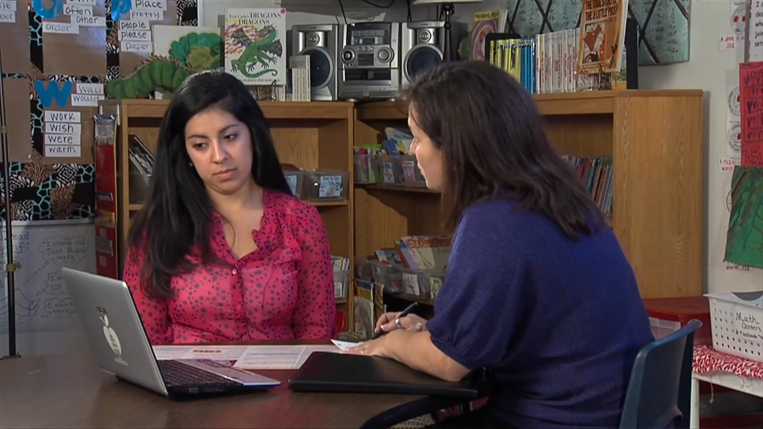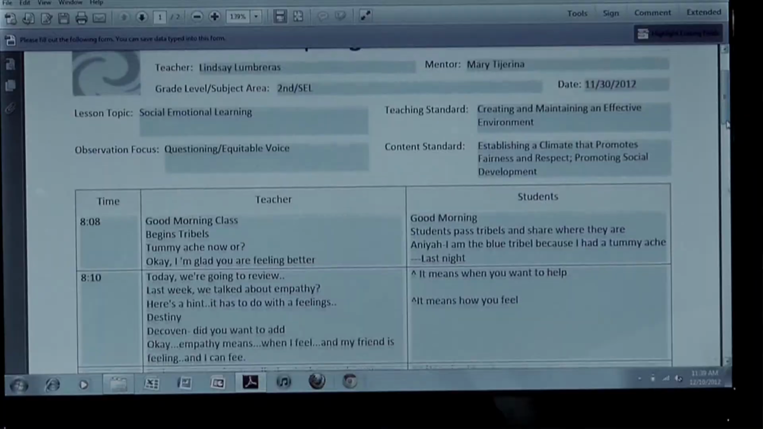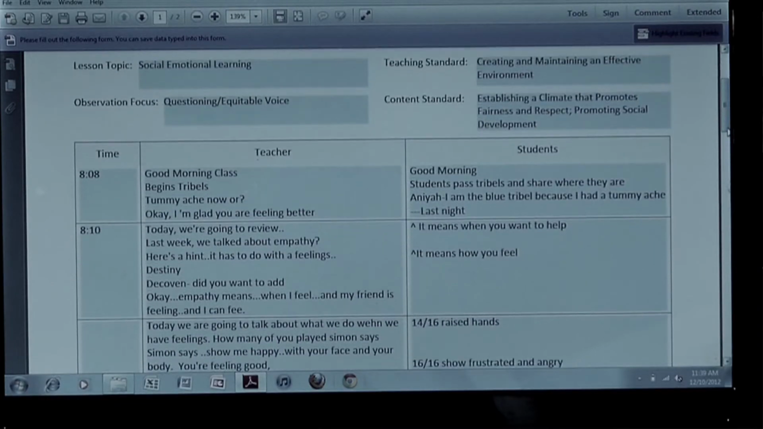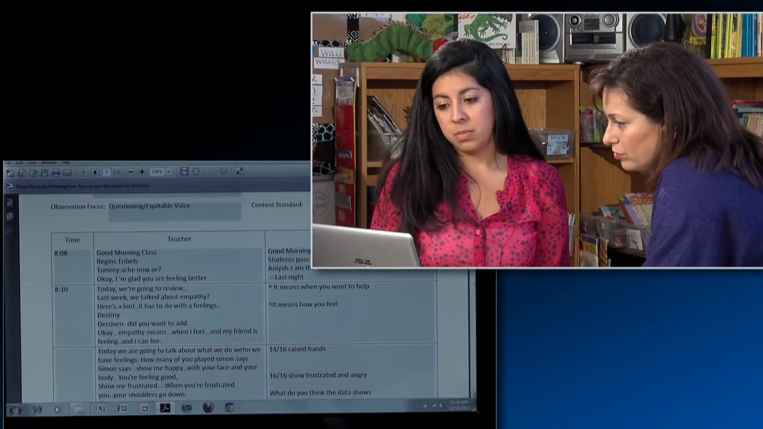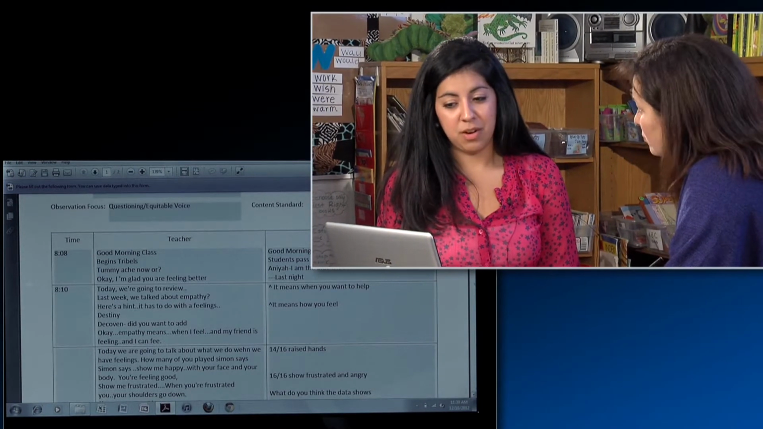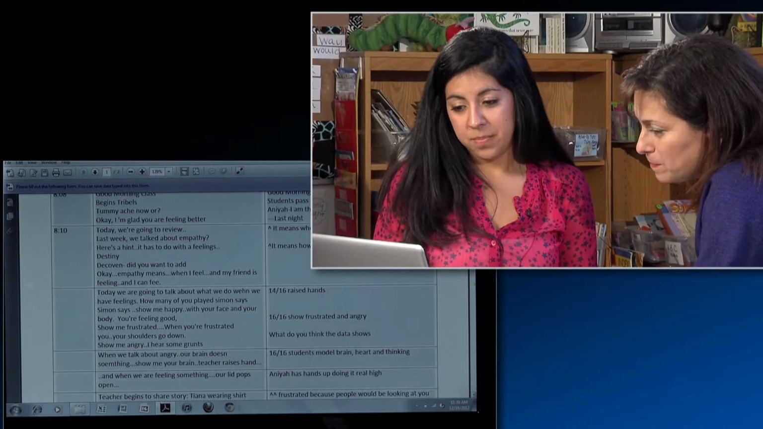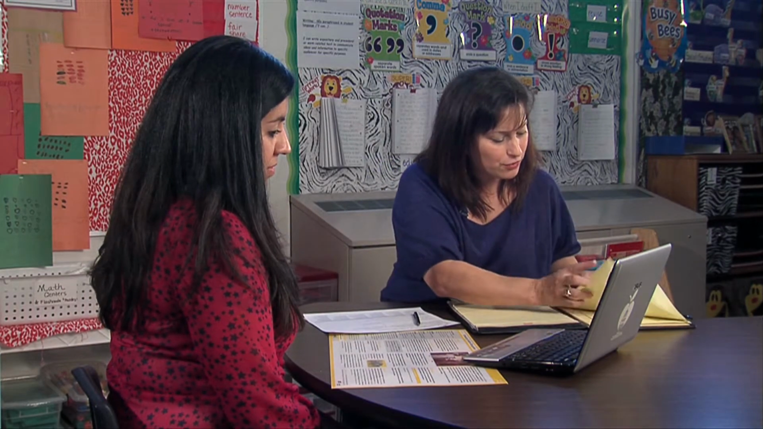So in today's lesson, I was looking for questioning, equitable voice, and building that classroom culture. What do you think the data will show us? Well, I'm really hoping that all my students had a chance to give a response. Okay, well, let's take a look. What do you notice? I noticed that the majority of my students were able to show during that game that they were frustrated, angry, or sad. Actually, the total physical response was something that you brought up at the very beginning of the year for knowing your students.